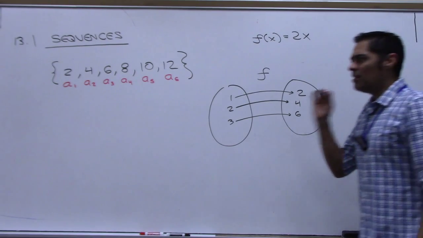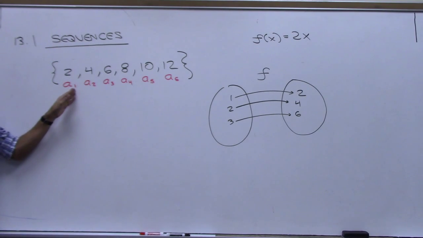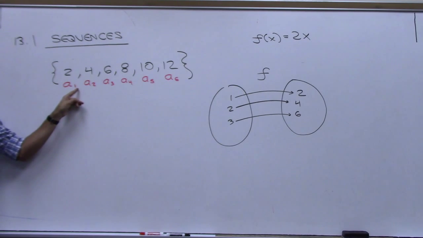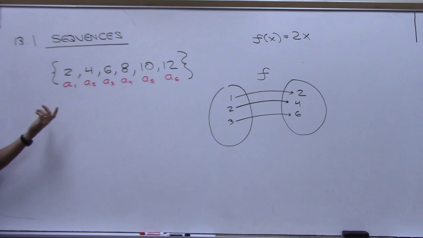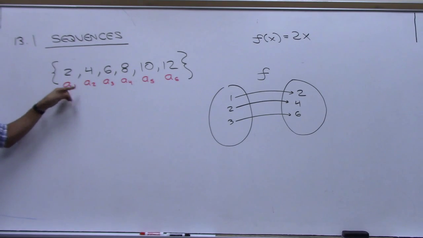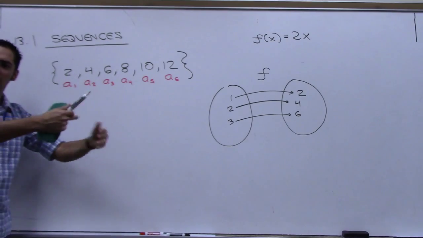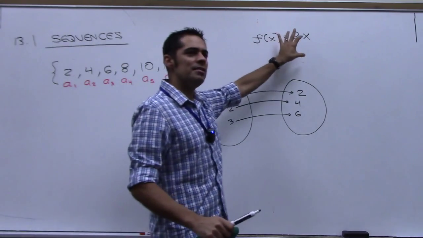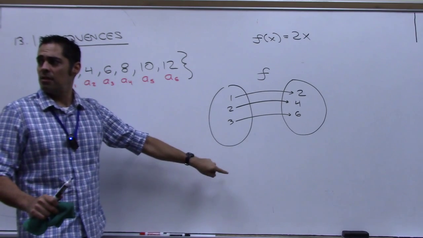But because this is a list of numbers, would it make any sense for me to say a sub 1.3? A sub 1 meant the first number, a sub 2 meant the second, a sub 3 meant the third. It wouldn't make much sense to worry about a sub 1.3, because I wouldn't have a 1.3 number in the sequence. You have 1, then 2, then 3. So really, this function only needs to be defined for 1, 2, 3, 4, the counting numbers.